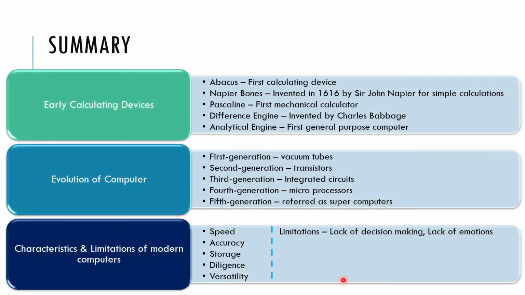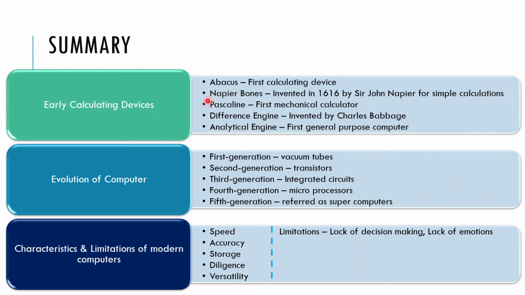Now let us summarize the entire chapter. We read about the early calculating devices like the abacus, the first calculating device, Napier bones, invented by John Napier in 1616, and Pascaline, the first mechanical calculator invented by Blaise Pascal. Then we discussed the difference engine invented by Charles Babbage. And then the analytical engine, the first general purpose computer invented by Charles Babbage. It was the first machine that deserved to be called a computer.